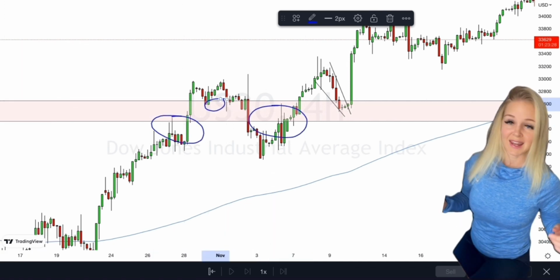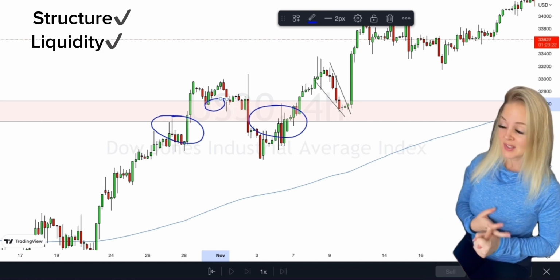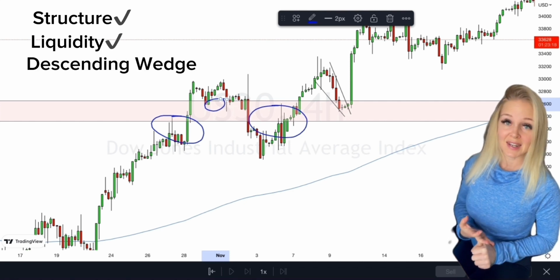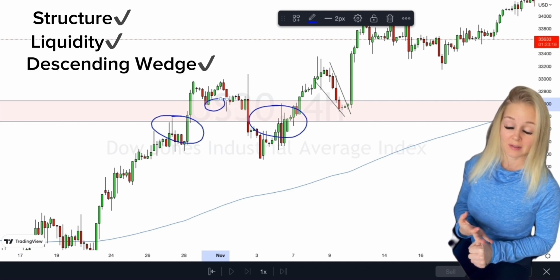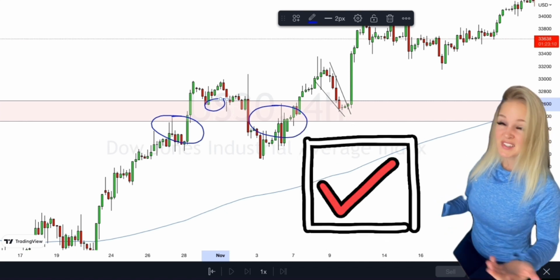So we've got a strong level of daily and 4-hour structure, a ton of liquidity sitting at our level of structure, and also a descending bullish wedge pattern. That's at least 3 or 4 confluences to support this buy trade. It's as simple as that, guys.